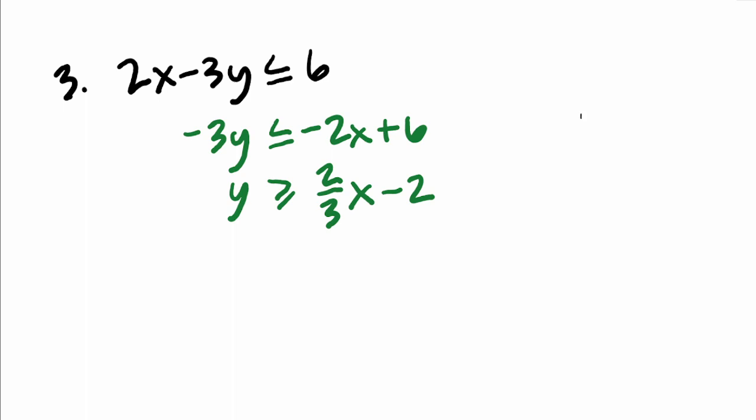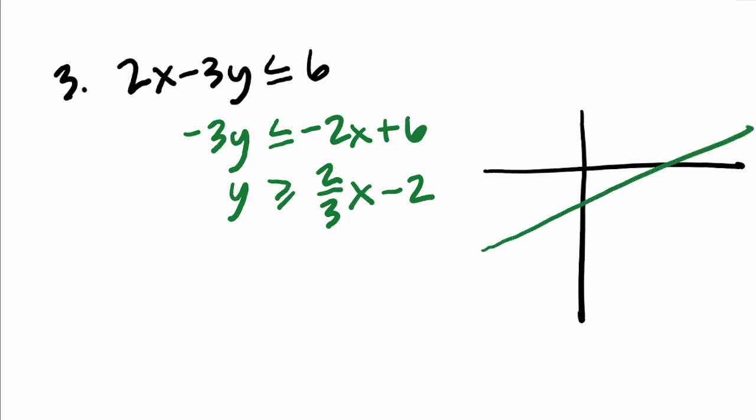I know because it's got a negative y-intercept, I don't need so much of the places where y is positive. Since it's greater than or equal to, it's going to be a solid line. 2/3 is not a very steep slope, so maybe I'll just draw it like that. Okay, yeah, that's going to be negative 2 right here.